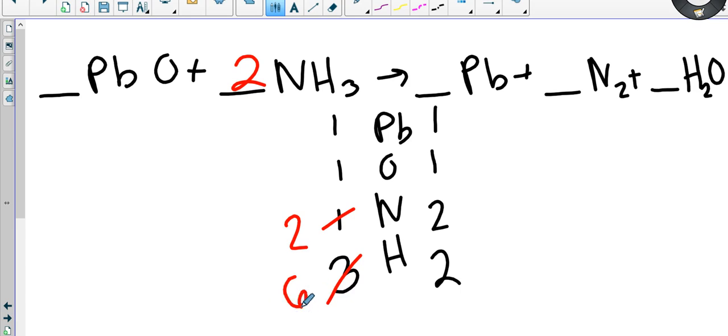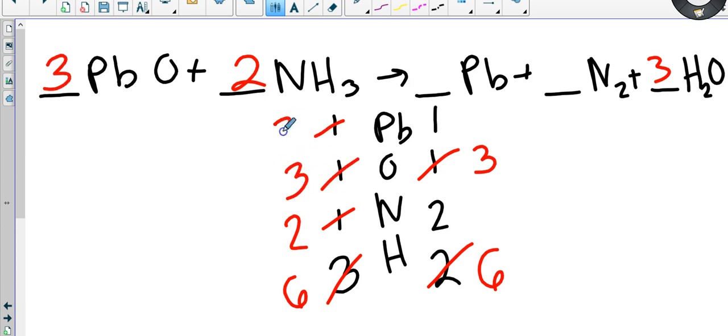So the next one, the hydrogens, I have 2 and 6. So for this one, I'm going to have to put a 3 right here. That changes this to a 6. But then it's going to change the oxygen to 3. So I'll go all the way to the top again, because I worked to the bottom. Lead's still good. Oxygen is not. I'll have to put a 3 here. So that will give me 3 and 3.